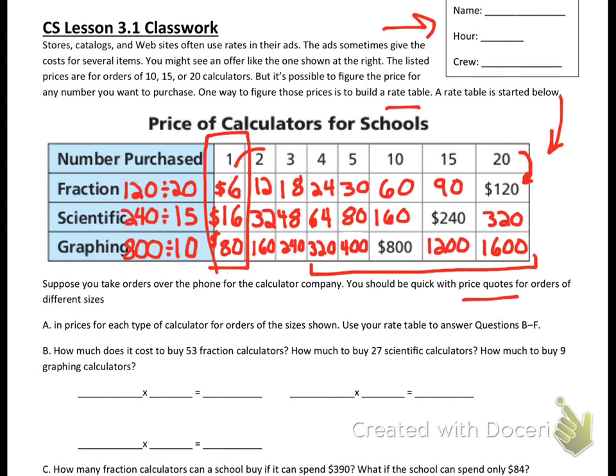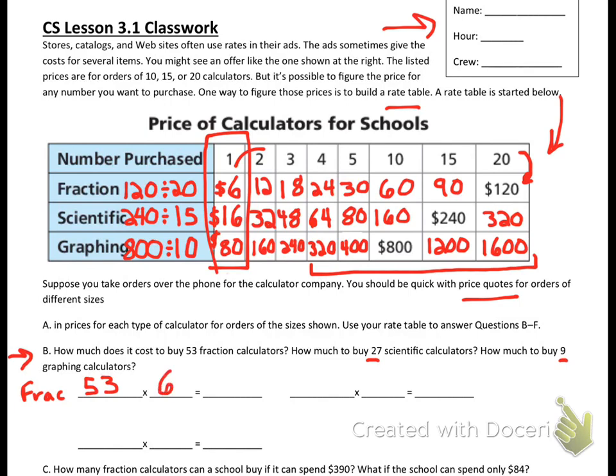Now, for question B, how much does it cost to buy 53 fraction calculators? How much does it cost to buy 27 scientific calculators? And how much to buy 9 graphing calculators? Well, let's start with the first one. If I have my fraction calculators, I have 53 of them times my unit cost. How much does each one cost?